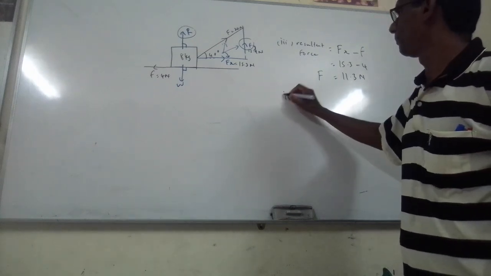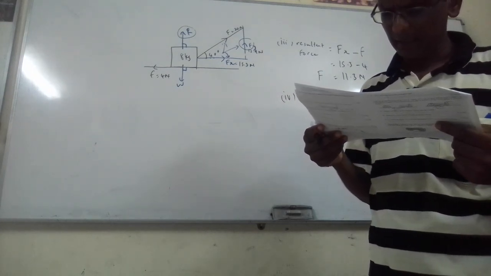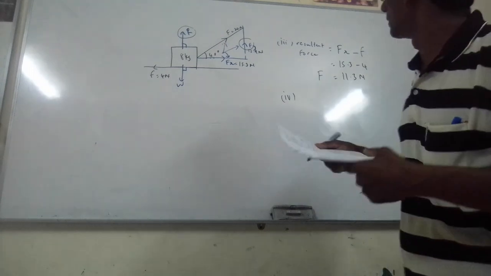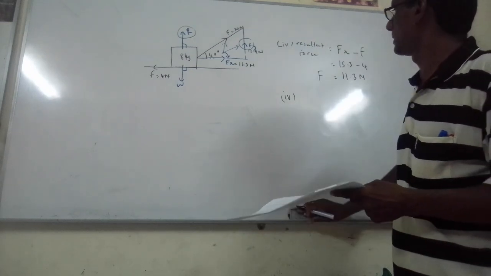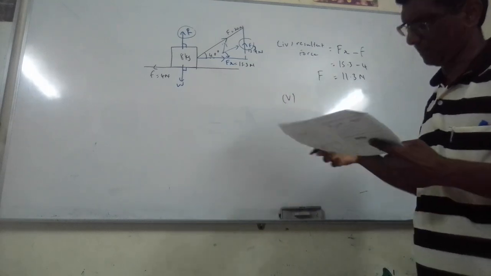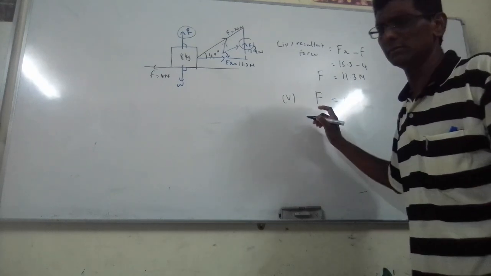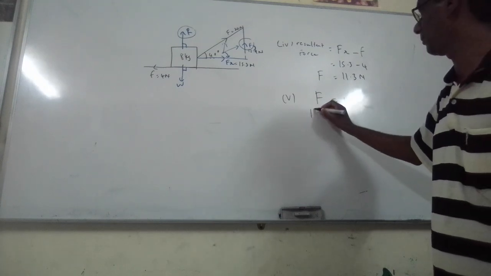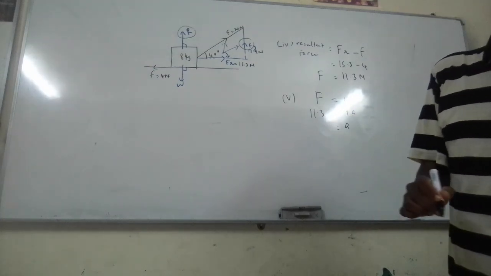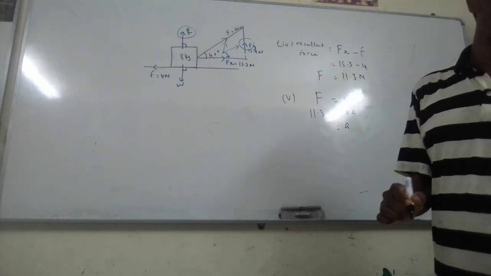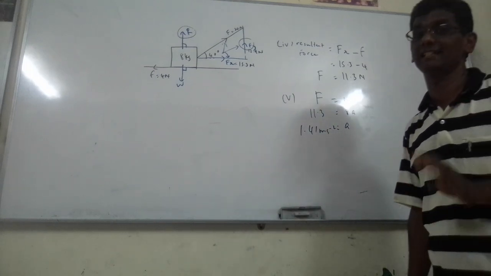Okay, this is part 4, the normal reaction force, and part 5 asks for the resultant force. Question 5, what is the acceleration? To find acceleration, simple. F equals ma, where F must be the resultant force. 11.3 equals m times a, and m equals 8 kg. So a equals 11.3 divided by 8, which is 1.41 meter per second squared. That is the acceleration.